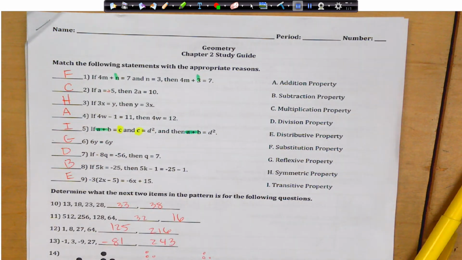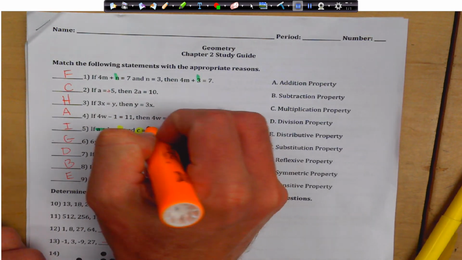Okay, sorry, I misplaced my highlighter. That's what I was trying to look for right there.